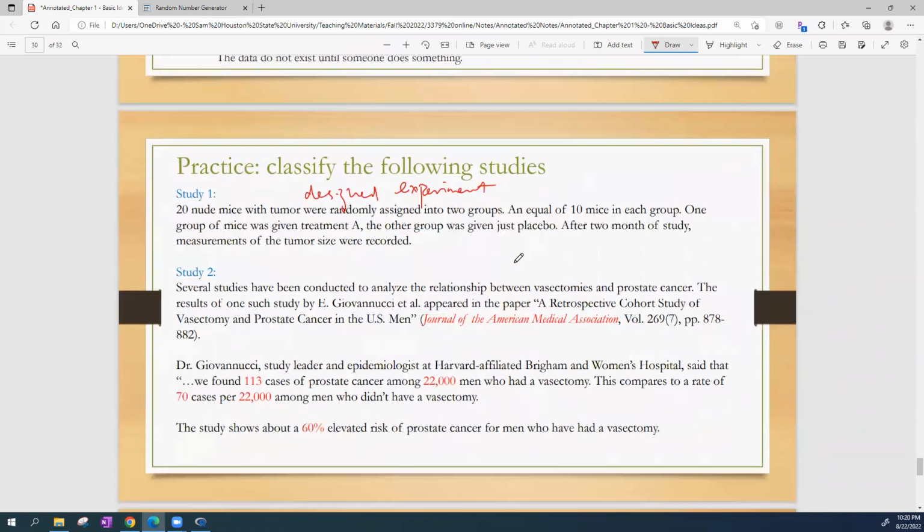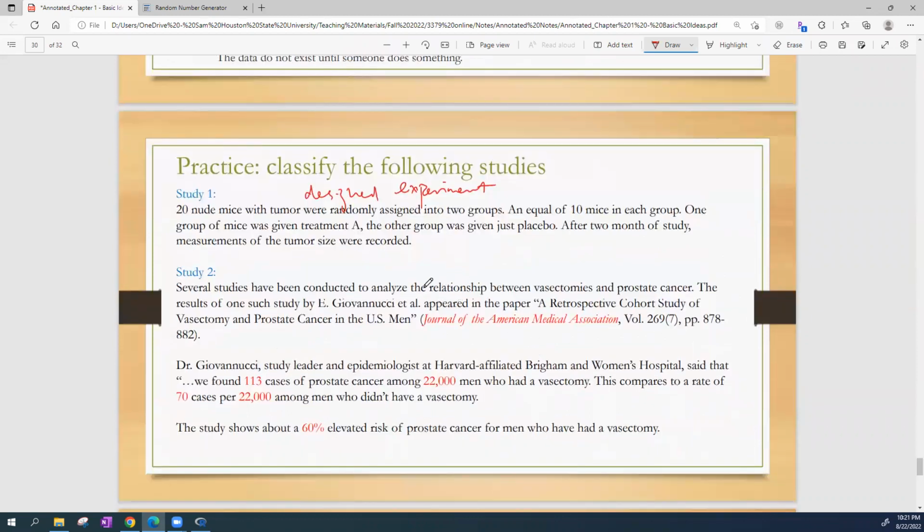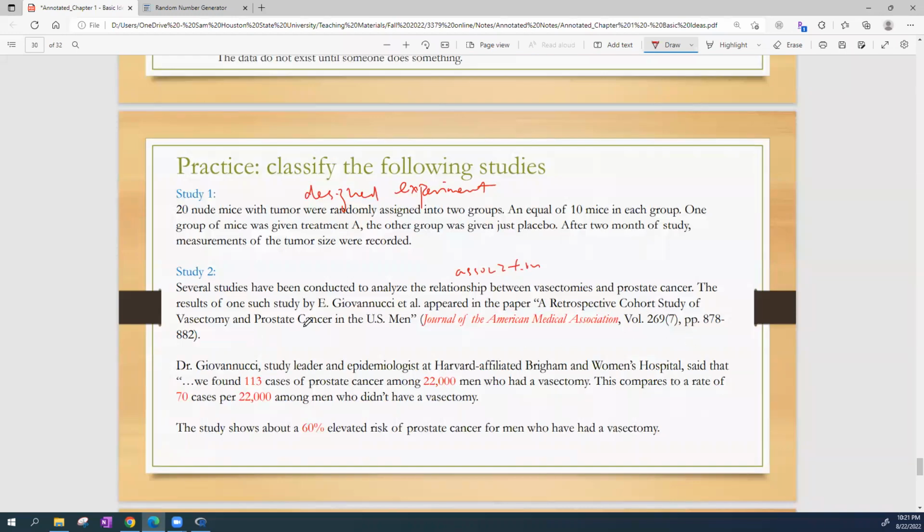Study 2. Several studies have been conducted to analyze the relationship between vasectomies and prostate cancer. So from the first sentence, we look at the term here, right? The relationship is more like an association. Then it's more towards the observational study already. But let's finish. The result of one such study by this researcher appeared in the paper.